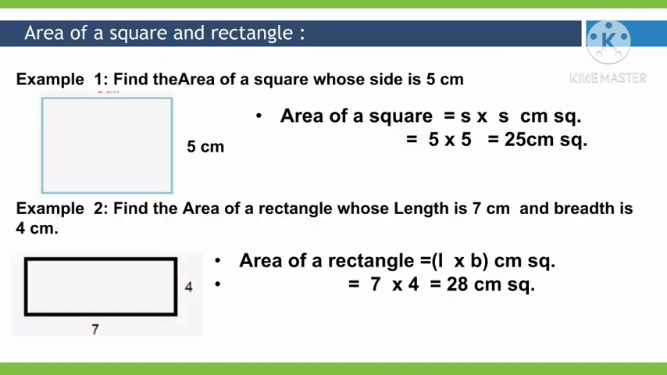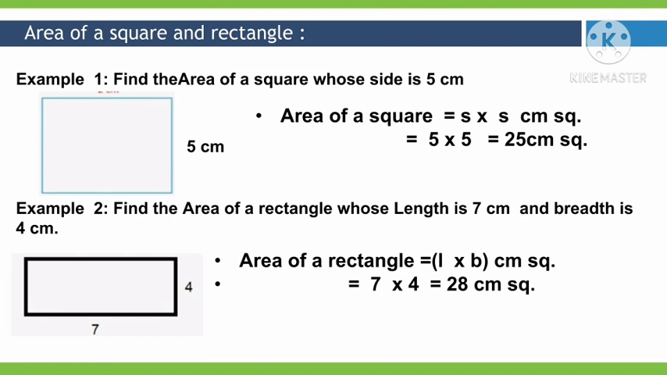A few examples to find the area of the square and rectangle. Look at the first example. You want to find the area of the square whose side is 5 centimeters. So what you have to do? You have to multiply the side twice. So 5 into 5. The area of the square is 25 centimeters square.